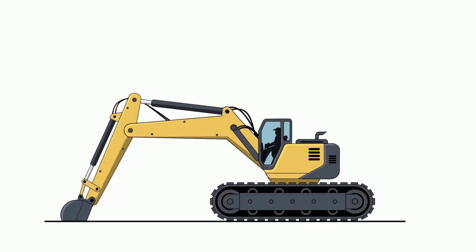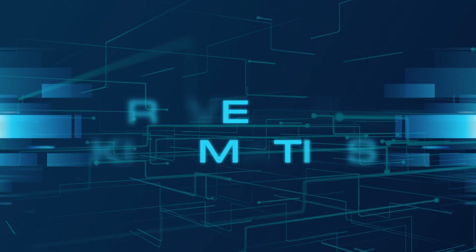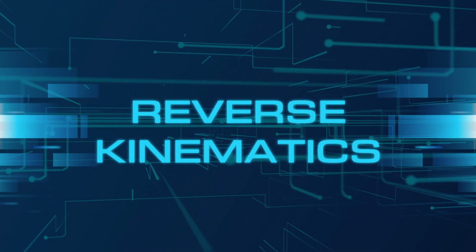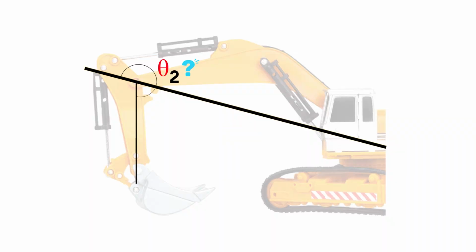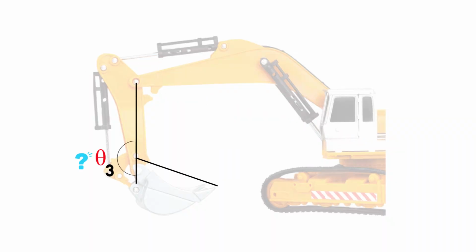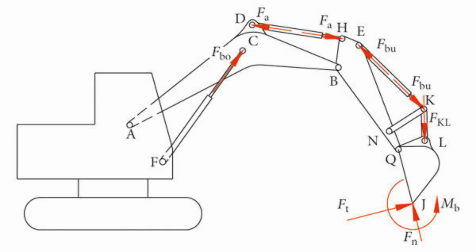Before we conclude, let us briefly look at reverse kinematics. Reverse kinematics answers a different question. What joint angles are needed to reach a desired bucket position in space? Instead of calculating where the bucket is, it starts with the target position and works backward to estimate joint movements.